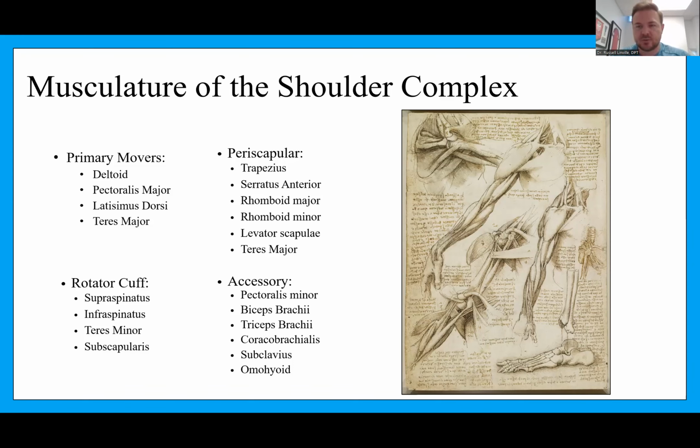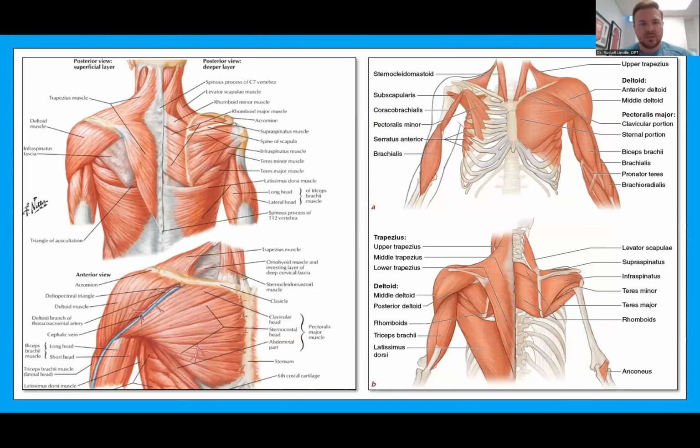This is an extra credit question for you, but I want you to try to look up how many muscles attach to the shoulder blade. And this might help you, actually. This is looking at musculature, surface anatomy, and one layer deeper muscular anatomy of the shoulder complex.